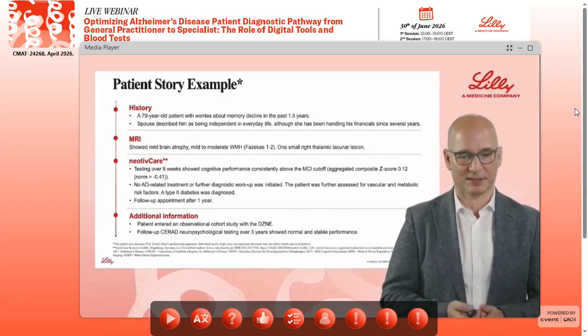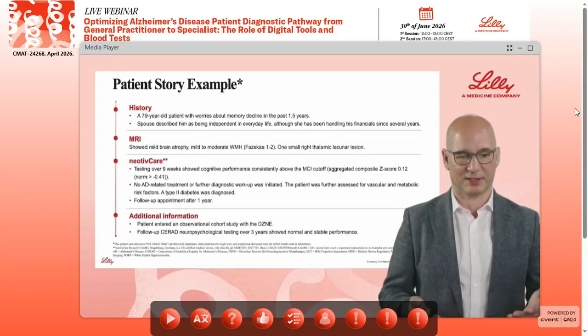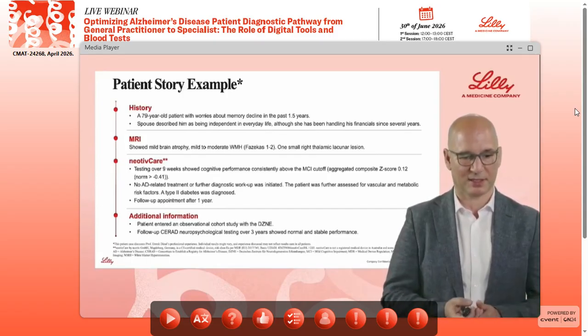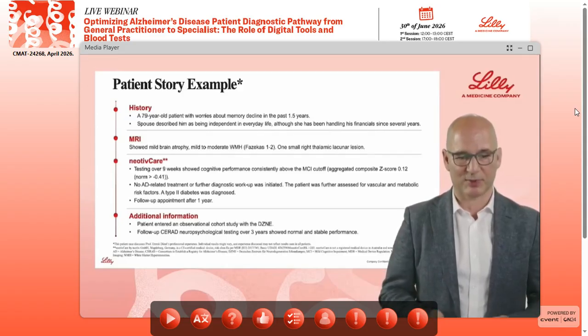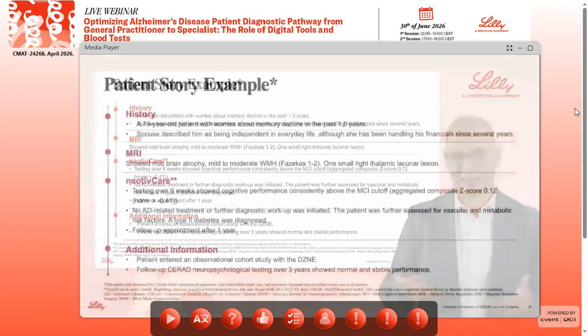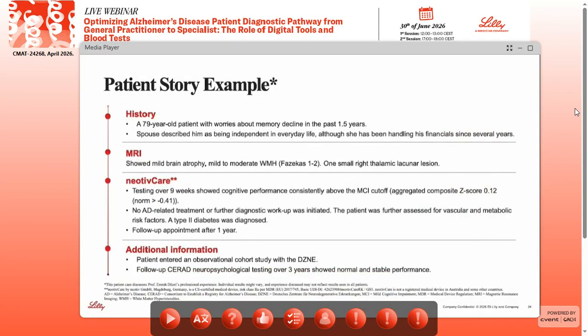So this is a patient we saw in our memory clinic. He is 79 years old and he worried about memory decline over the past 1.5 years. His spouse described him as being independent in everyday life, although she has been handling his financials for several years, so it was not quite clear whether or not in mentally challenging situations he may actually be impaired. His MR showed mild atrophy with mild to moderate white matter hyperintensities, Fazekas grade 1 to 2, and there was one small right thalamic lacunar lesion.